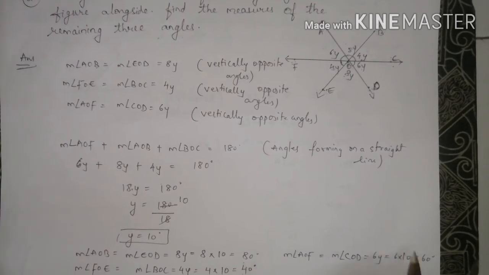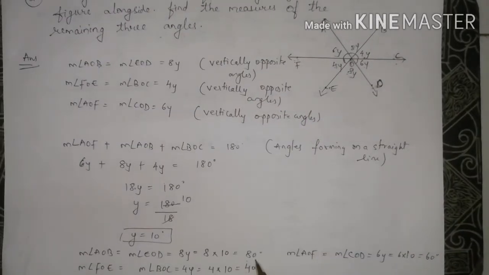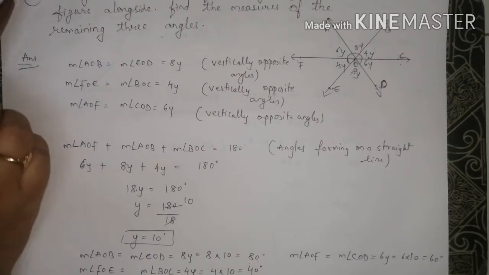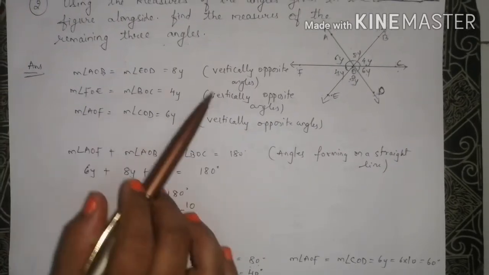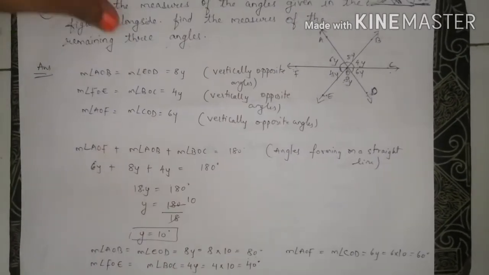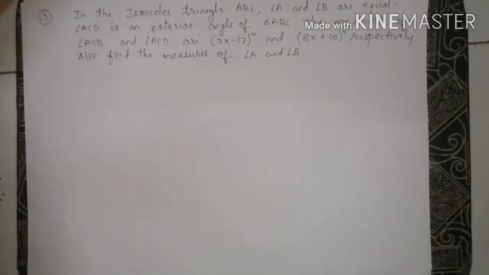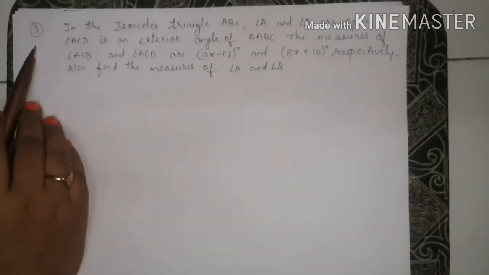So all the three angles we got: one is 80 degree, one is 40 degree and one is 60 degree. So we have completed our question number 2. It is based on vertically opposite angles. Now let us move to our last question of this practice set 21's third one.